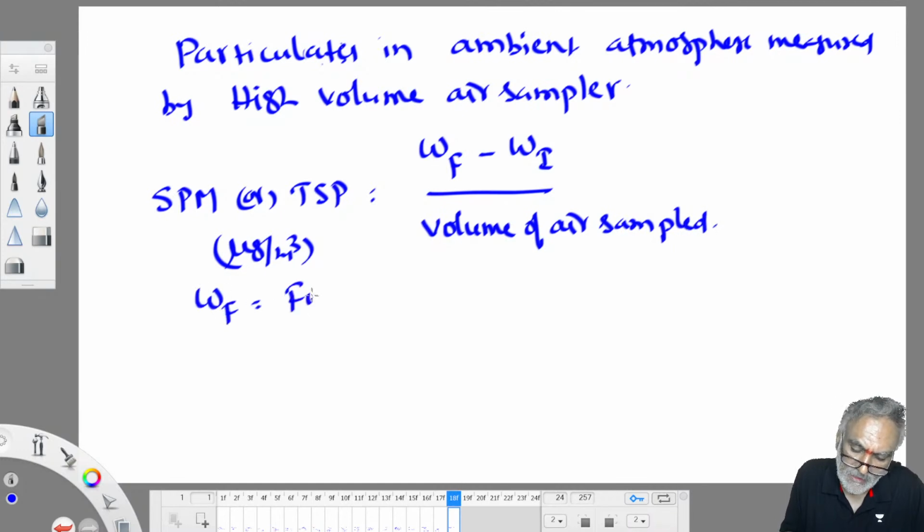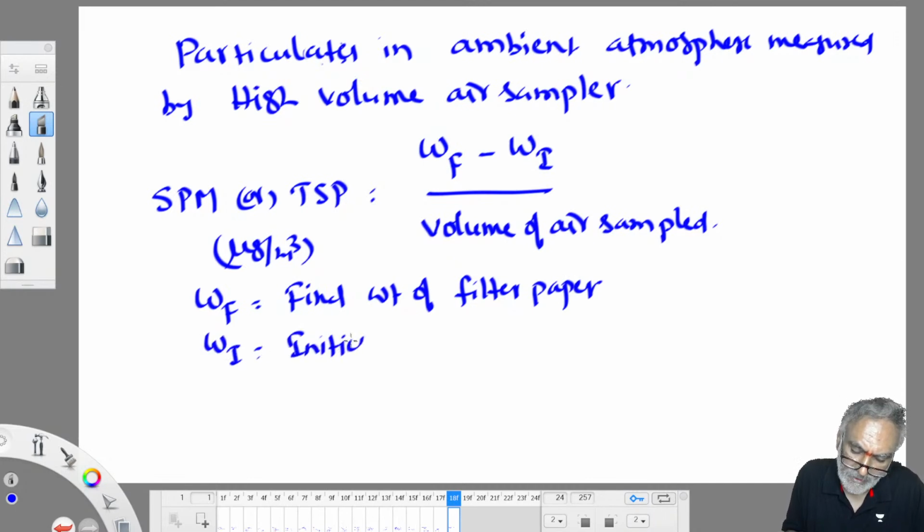So WF is the final weight of the filter paper. A specially made filter paper we use. And the initial weight of the filter paper. We pass a known volume of air sample through the filter paper. If the air sample contains particulate matter, those particulates are retained by the filter paper because it contains pore spaces. Those pore spaces are smaller than the smallest particulate present in air. Therefore, the particulates are too large to pass through the small pore spaces. They are retained.